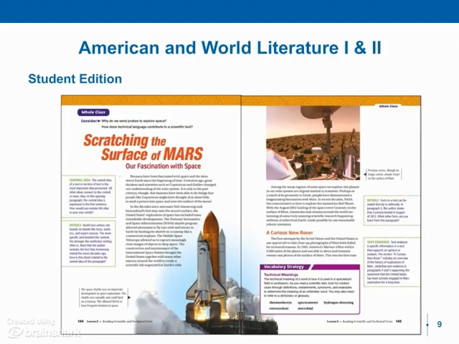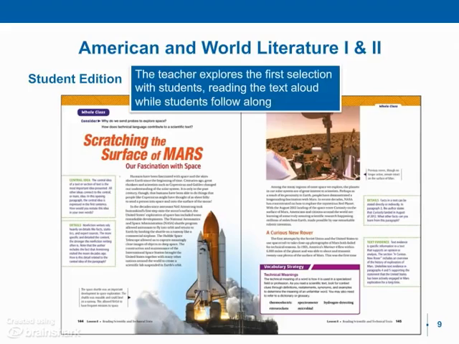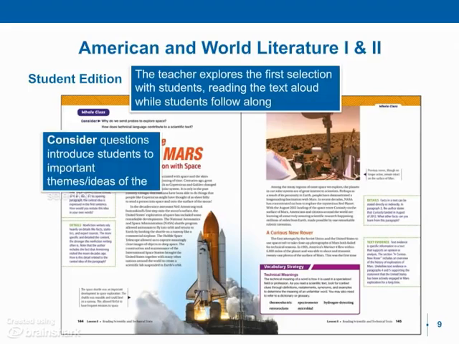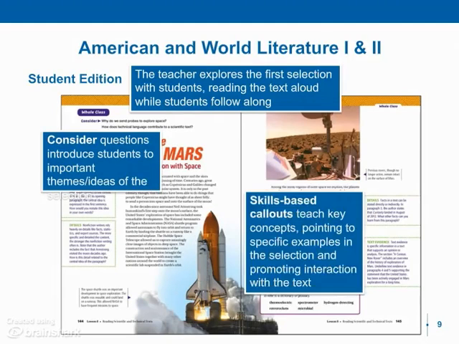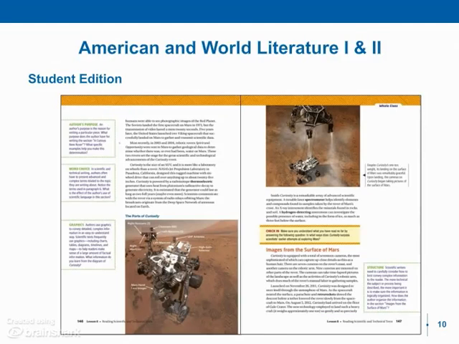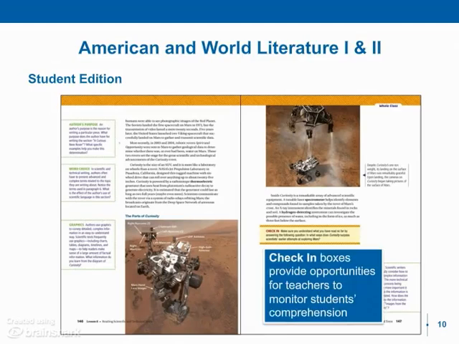The teacher explores this first selection with the students by reading the text aloud, and the students will follow along. Consider questions introduce students to the important themes and ideas of the reading selection through class discussion, and skills-based callouts teach key ELA concepts, pointing students to specific examples in the selection and promoting interaction with the text. Periodic check-in boxes provide opportunities for teachers to break and monitor students' comprehension.